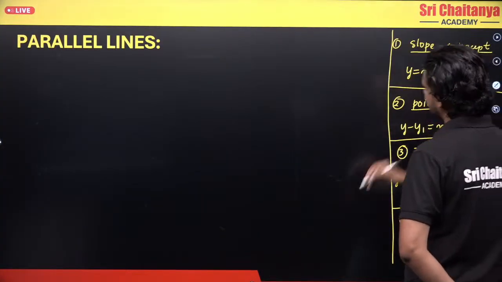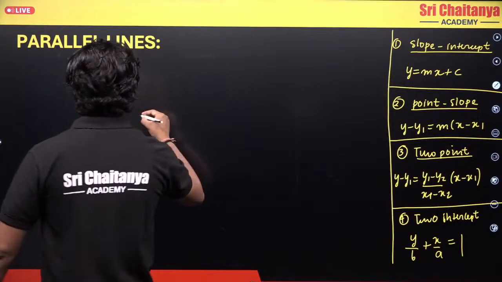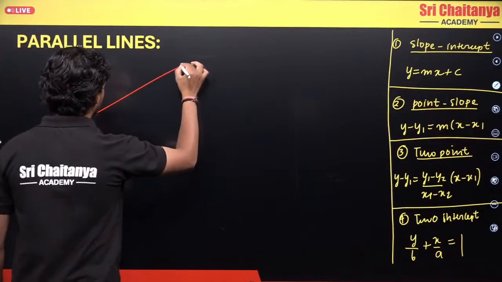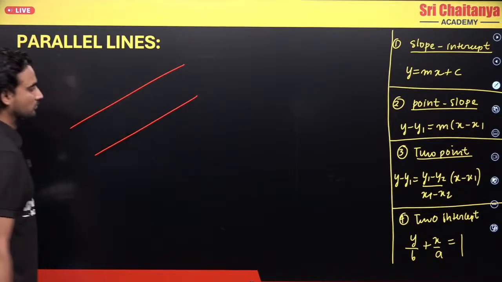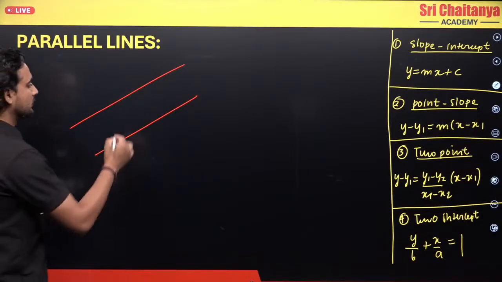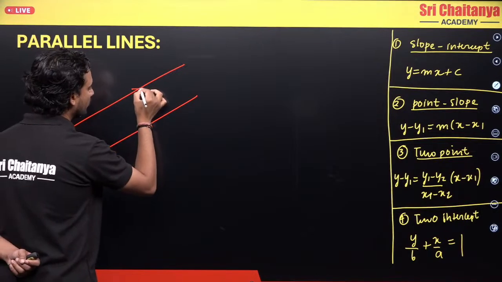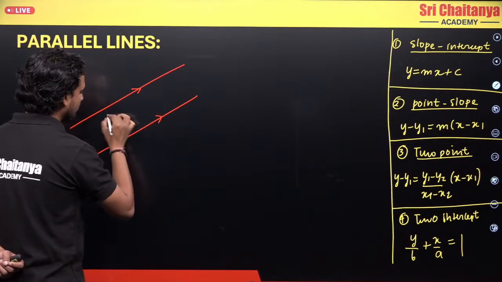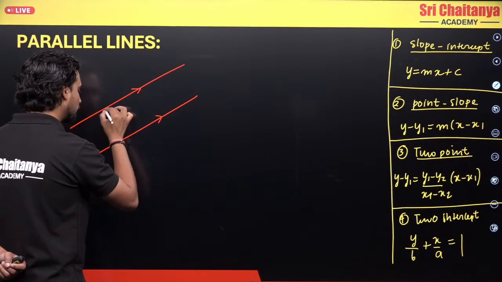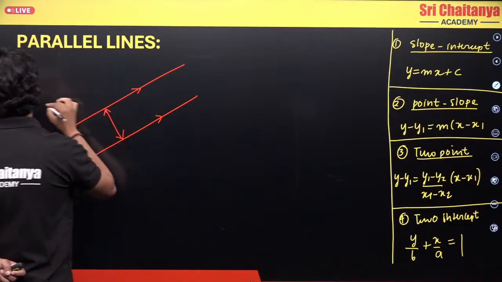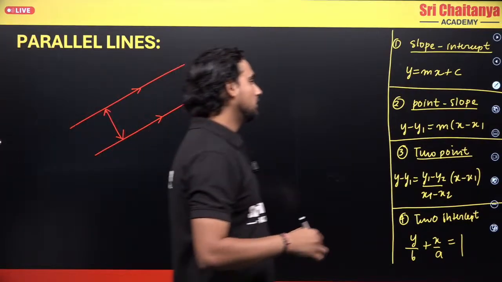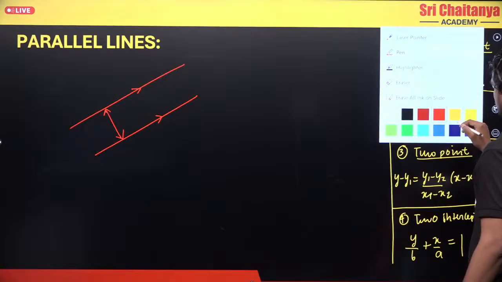Let's move forward. So now we'll move on to parallel lines. So what are parallel lines? This is parallel lines, right? So what is the property of a parallel line? The property of a parallel line is that the distance between any two points, right? Not any two points actually, the points which are perpendicular to each other.